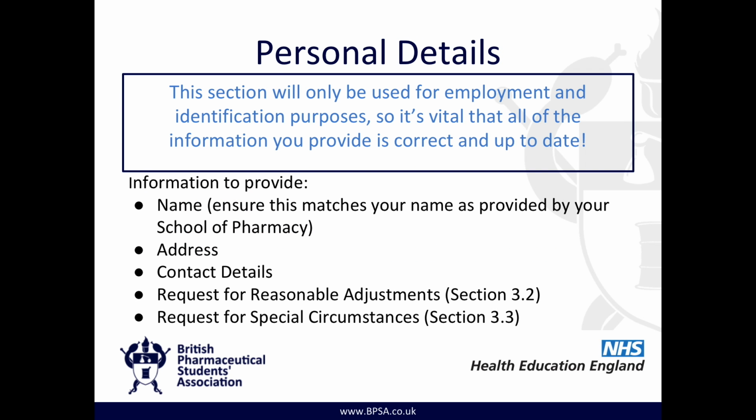Personal details. This section will only be used for employment and identification purposes, so it's vital that all of the information you provide is correct and up to date. You'll be required to enter personal details such as your name, address and contact details. If you're a third year student, your School of Pharmacy will also be providing information to the Oriole system, so it's important that your details match those that your school has. You'll also be able to request special circumstances, see section 3.3 of the applicant handbook, and reasonable adjustments during the interview process, see 3.2 of the applicant handbook, if you feel these apply to you.